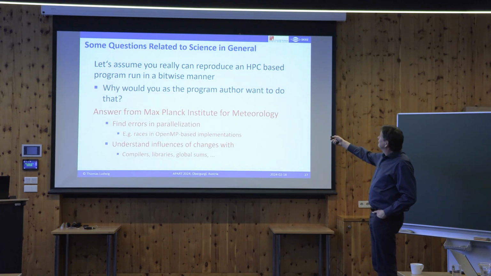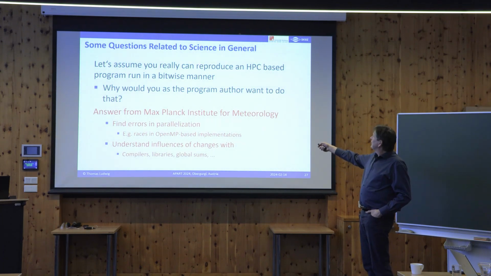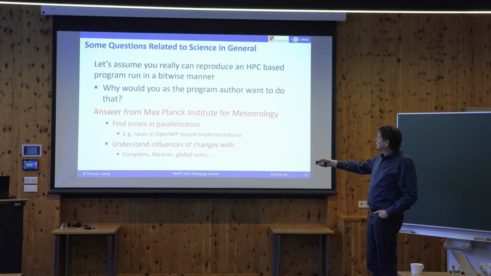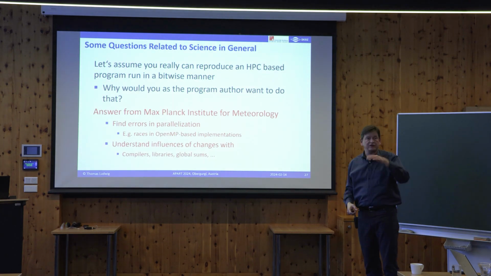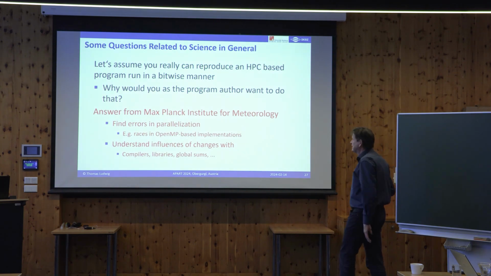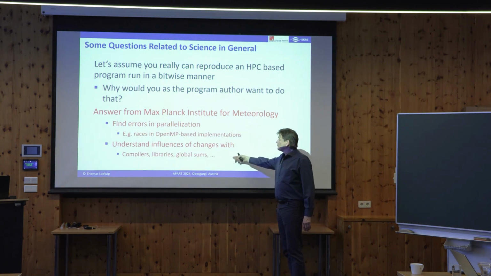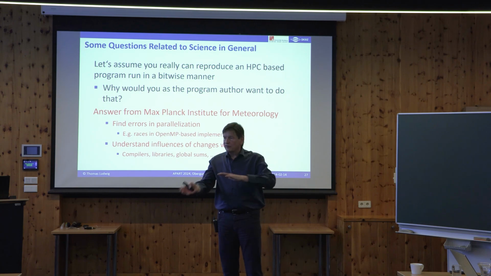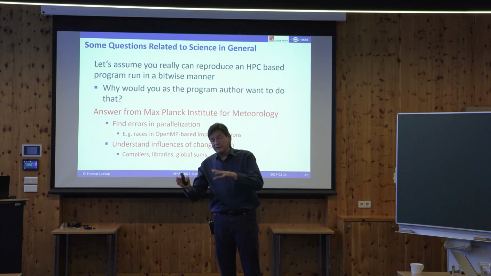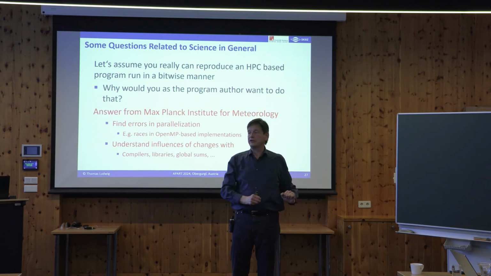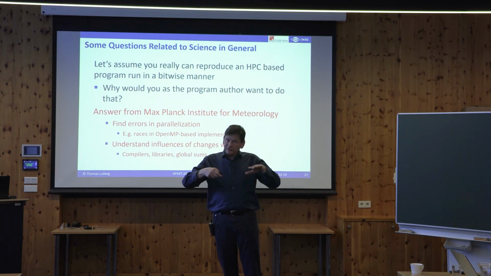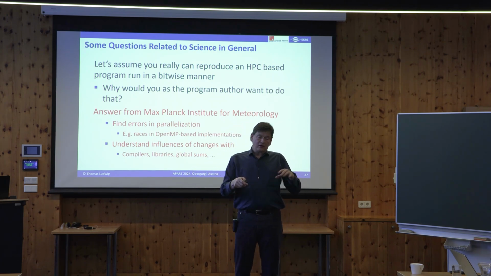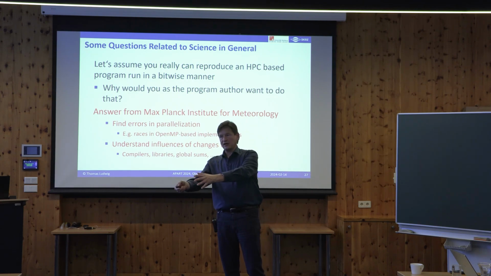I asked my people from Max Planck, so provided that you can produce a bitwise reproducible program, why do you want to have this? And they said they would like to find errors in the parallelization because then you can do a proper debugging, as we all know, of course. And they would like to understand influences of changes with compilers and libraries. So if they write a reproducible program and we change the machine, then they do an evaluation of their results. And they can say, okay, this is now another result because DKZ bought a new machine or it's a new compiler. And they do careful evaluations of our changing hardware, software environment. And it's necessary for them to understand which changes on our side trigger what changes on their side.